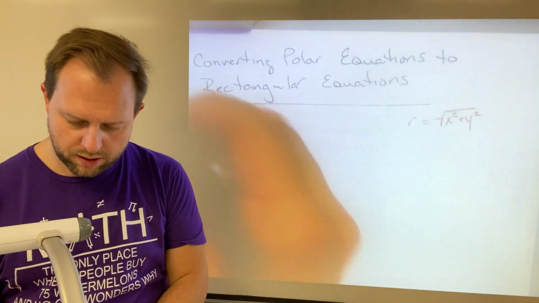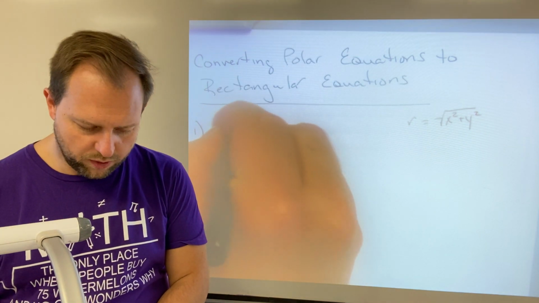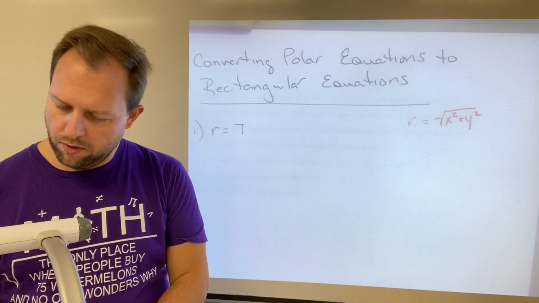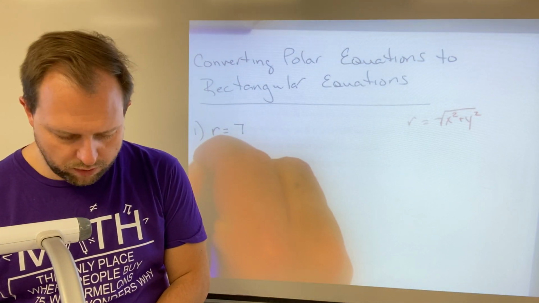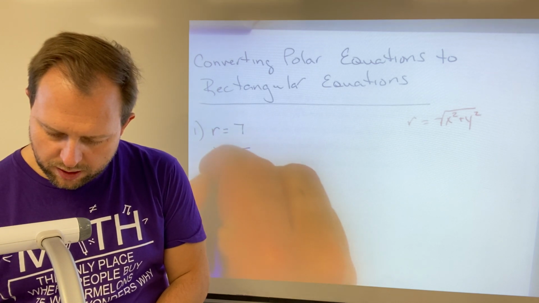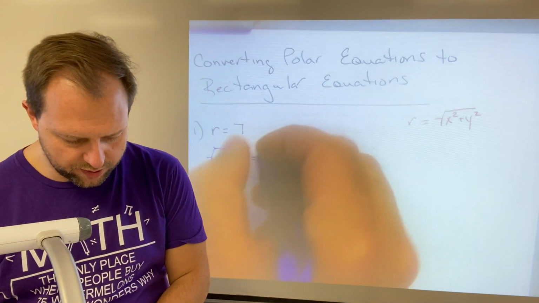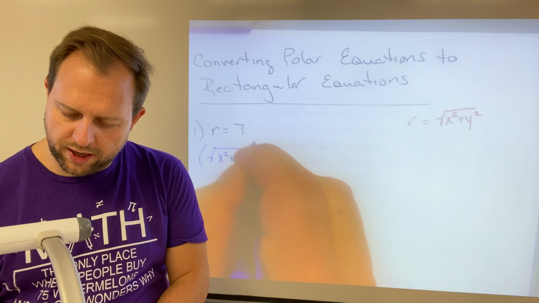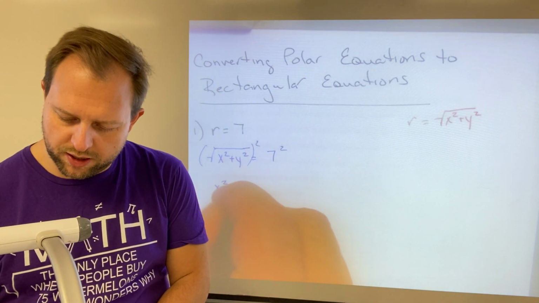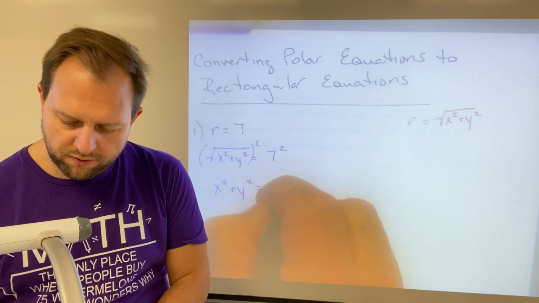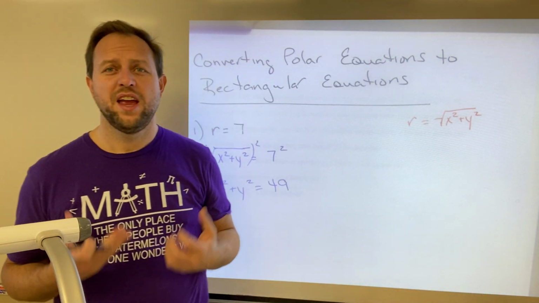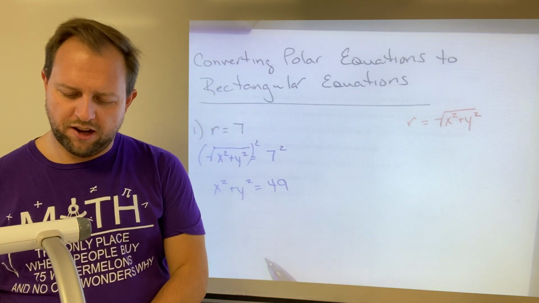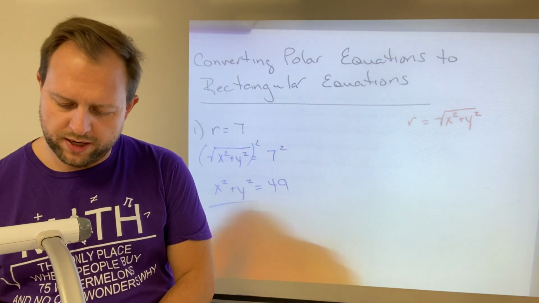So if we're given r equals 7, then when we plug in the square root of x squared plus y squared equals 7. To get rid of the square root, we're going to have to square both sides, so we get x squared plus y squared equals 49. Okay? If you can solve for y, do so, but in this case, it's not going to solve pretty for y, and so we can leave the x squared plus y squared right here.